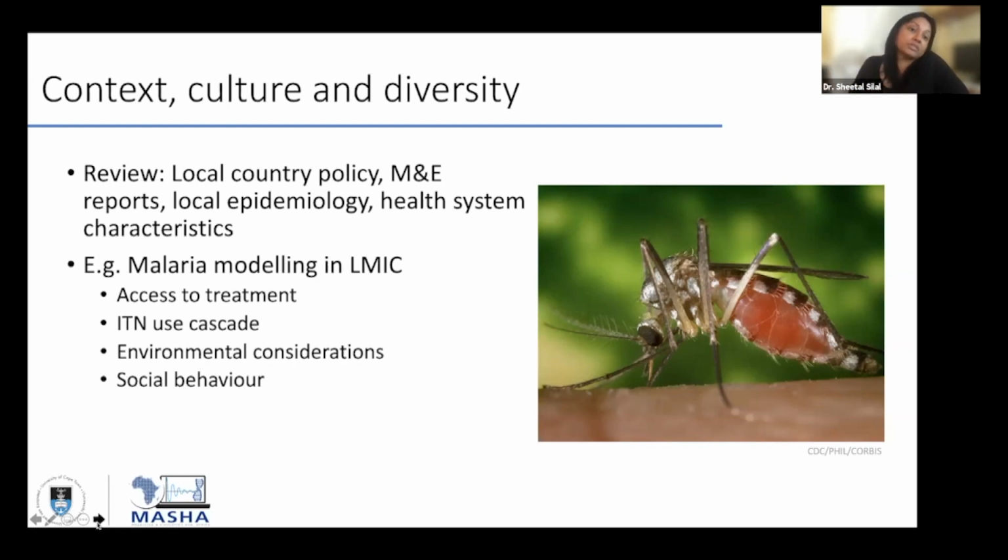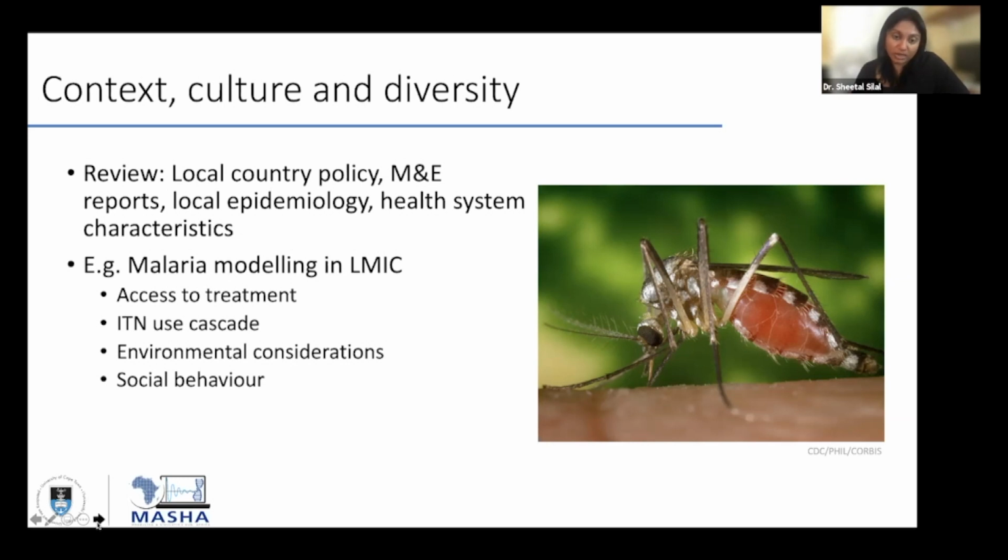When you're working in particular countries, you need to read carefully on the local country policy. What are the local country goals? What are the monitoring and evaluation reports telling you with respect to how policy is implemented? What does the health system infrastructure look like? What characteristics are there that you should be aware of in terms of surveillance, how data are captured, how data are sourced, as well as local epidemiology? What makes a disease behave differently in one setting compared to another?